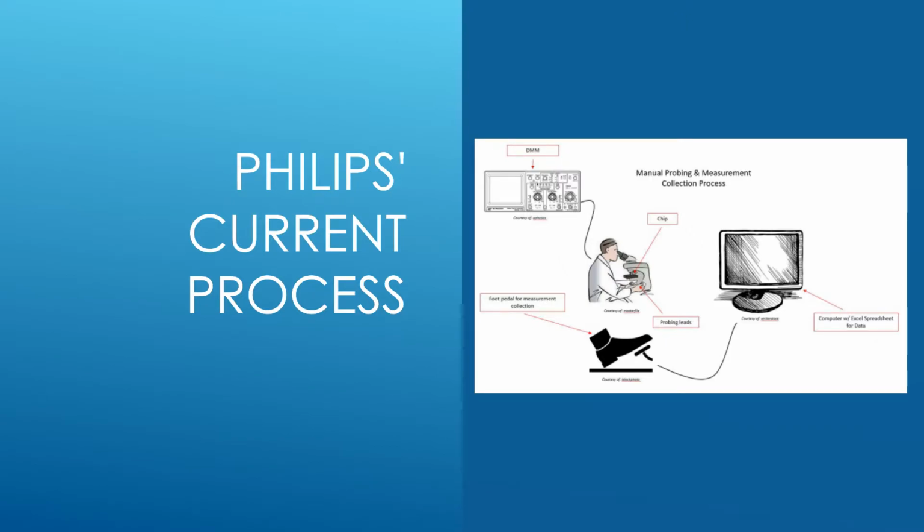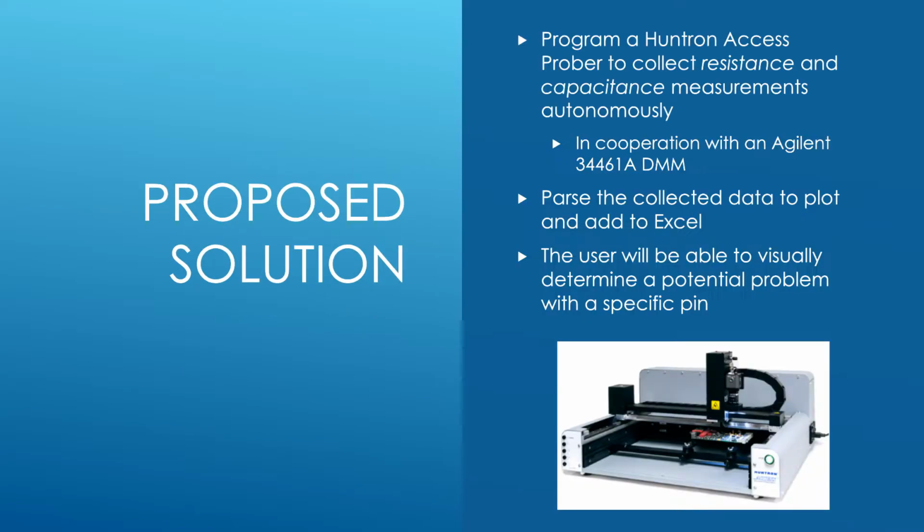So the current process is shown here. This is a manual process where you have an employee looking through a microscope at the particular chip. They are holding a probe which is connected to a DMM, and whenever they touch the particular lead they want to measure, they will hit a foot pedal, and that will send the reading to an Excel sheet connected to a PC, and they have to do this hundreds of times for each single chip.